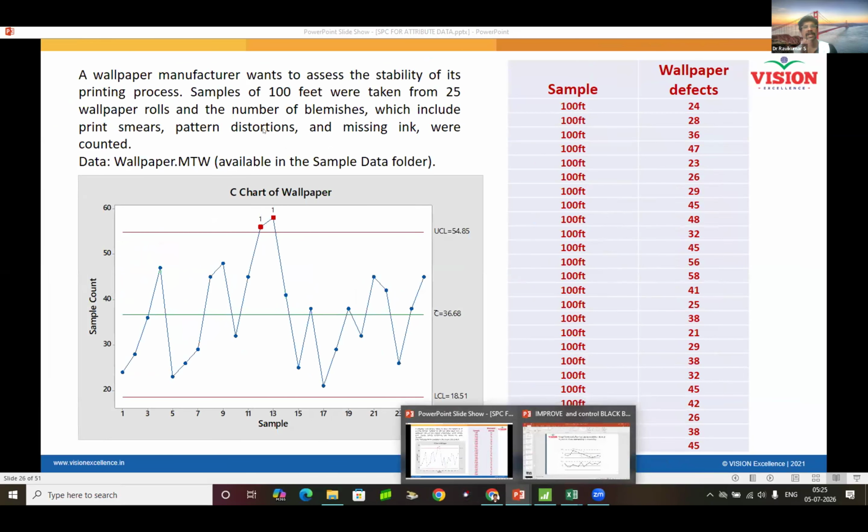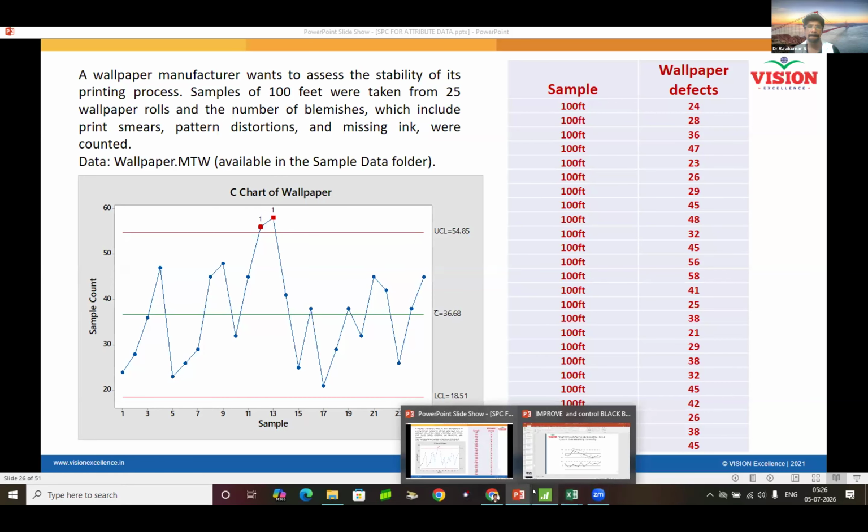See, a company is manufacturing wallpaper. They are printing wallpaper, and they want to assess the stability of their printing process. Samples of 100 feet are taken from 25 wallpaper rolls. So they have printed a lot of wallpapers, and the wallpapers are present in the warehouse. They are selecting 25 wallpapers, and from each they are choosing 100 feet. In all the 25 bundles, they are taking only 100 sheets, and they are checking for different kinds of defects like blemishes, print smears, pattern distortion, missing ink. All these kinds of defects are taken, and they are going to generate a chart.